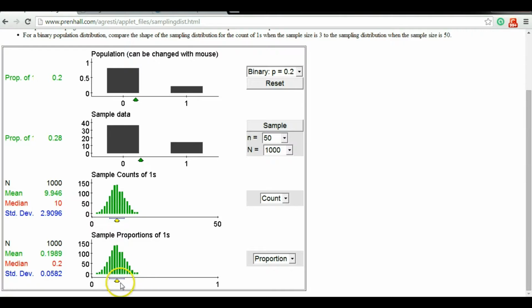Well, this down here looks exactly the same, doesn't it? Okay, except that it's not the number of people who like house, it's the proportion of people that like house. Well, where would we expect this to be centered? Well, we know from the population that 20% of the people like house. So we would expect in our sampling distribution that this would be centered around 0.2, and it is. It's centered at 0.1989.